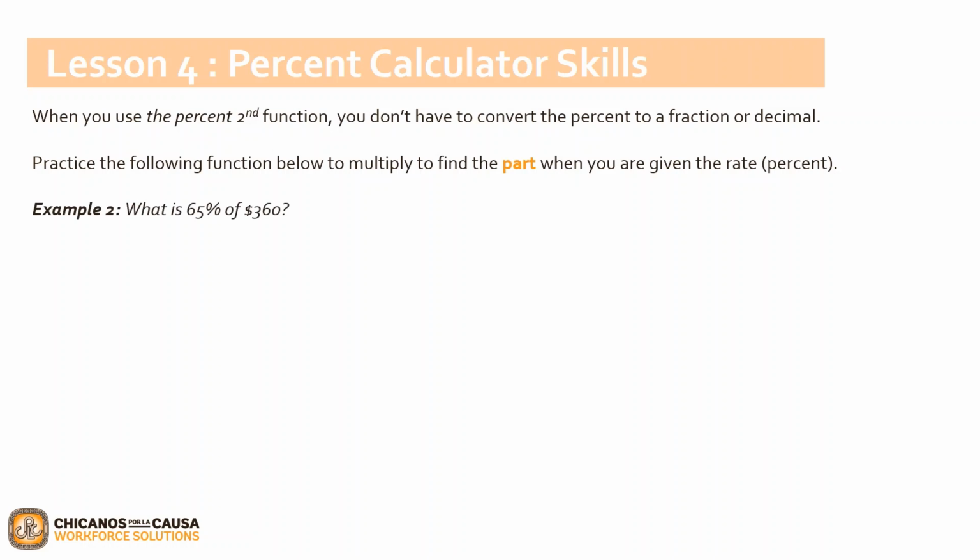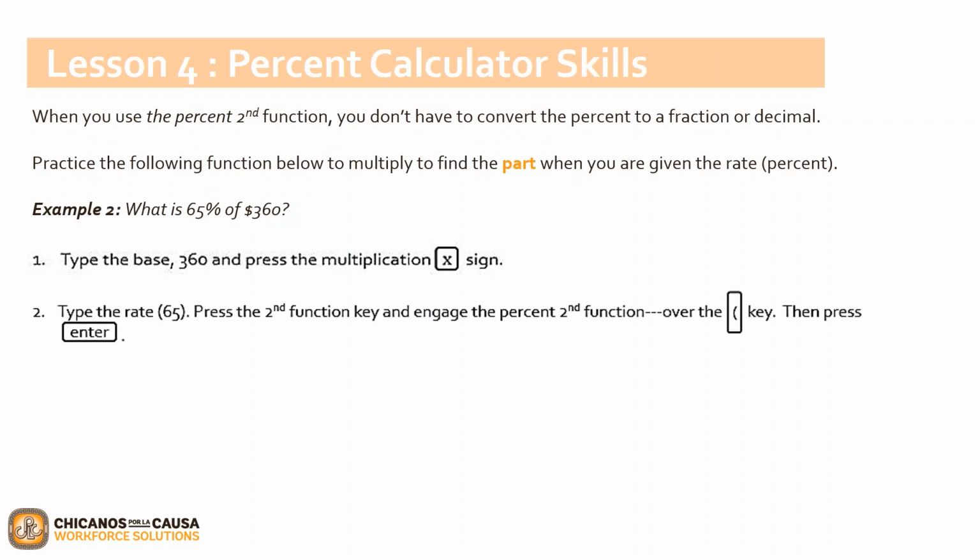First, type the base 360 and press the multiplication sign. Second, type the rate 65. Press the second function key and engage the percent second function over the left parentheses key. Then press enter. The answer for example 2 would be the amount, $234, is 65% of $360.